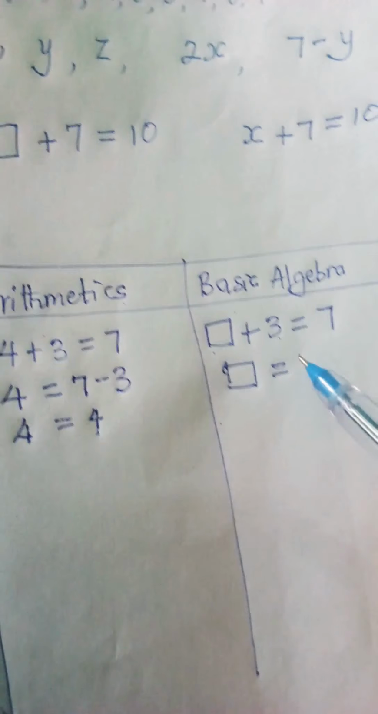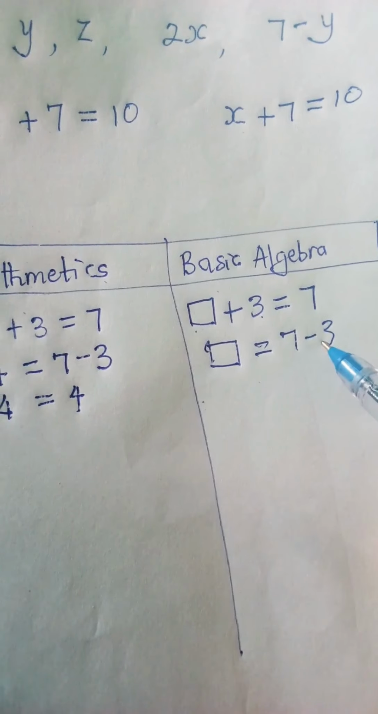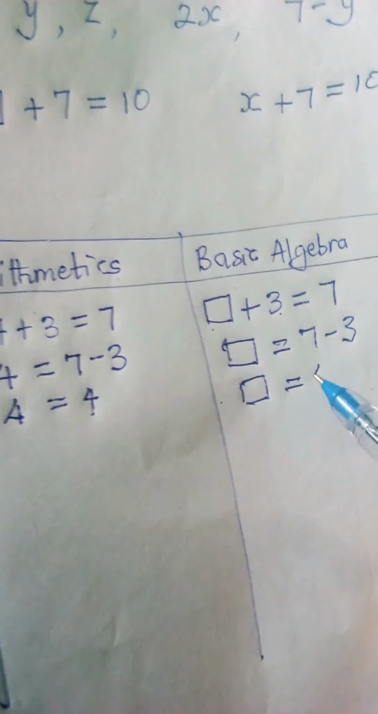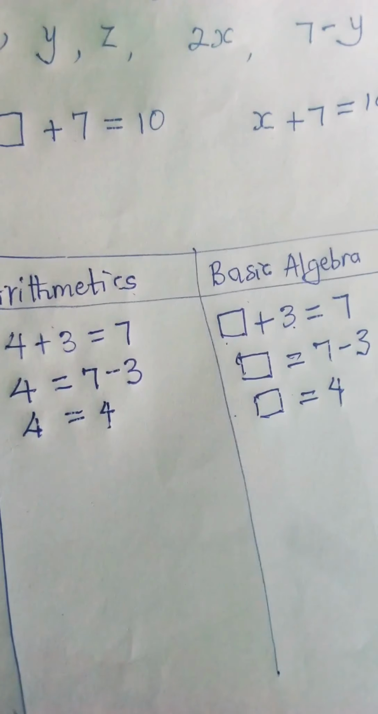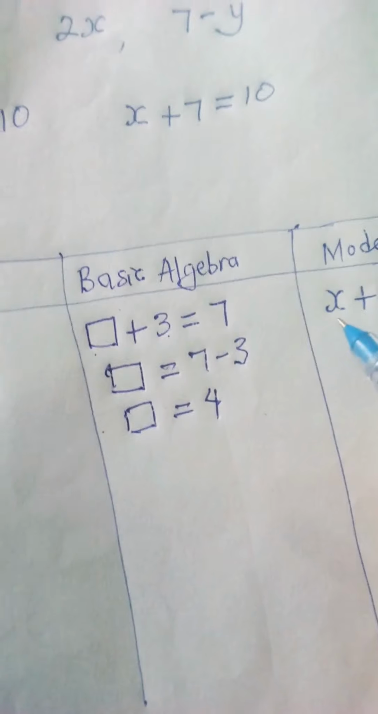The same way, having a letter here makes no difference. It's asking the same question. What do you put in the place of this letter? So whatever is added to 3 to give a 7, that thing is equal to the 7 minus the 3. Therefore, x is equal to 4.